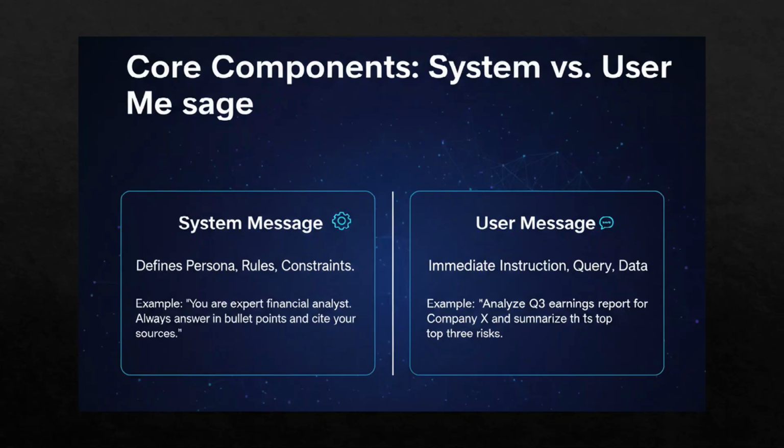The best practice is to keep the critical behavior rules in the system message and keep the immediate task and data in the user message. That's the primary rule to follow when you build any application.